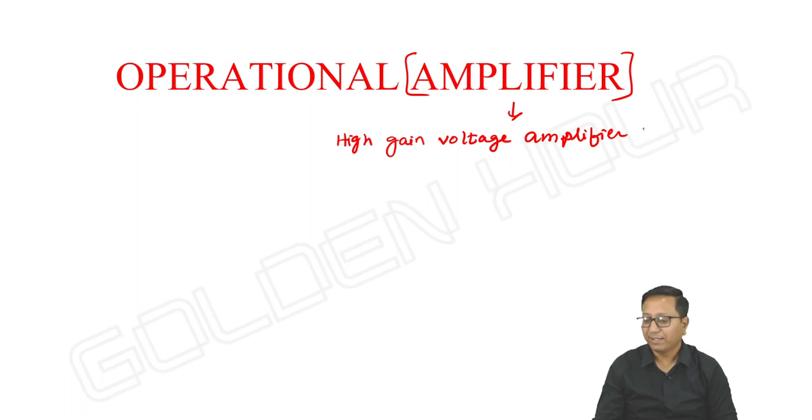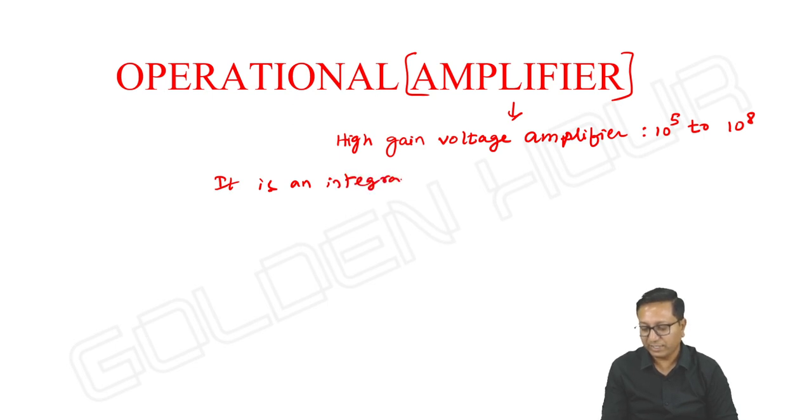whose gain is around 10 power 5 to 10 power 8. You can imagine how much large it is when compared to BJT or FET. Their gains are in the order of tens to hundreds, whereas the gain of operational amplifier is extremely high and it is an integrated circuit. So far we have studied discrete components. Now, for the first time, we are looking at an integrated circuit, IC.